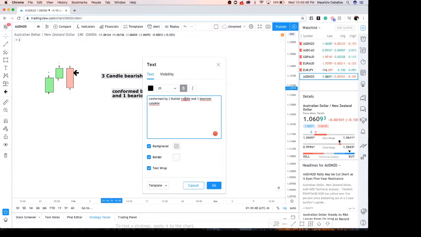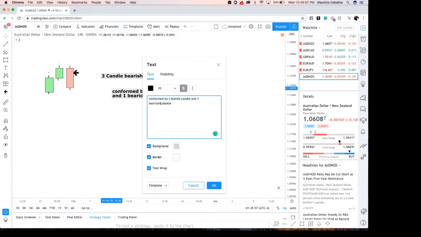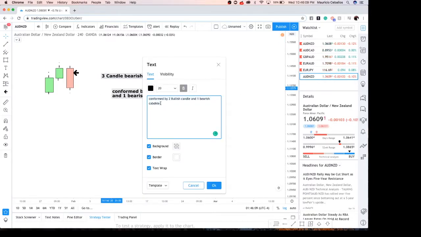Okay, now you got to understand that when you are looking at this and seeing that it is a bullish variation, for some reason this is not fixing. Let's see this real quick. Okay, so conformed by 2 bullish candles and 1 bearish candle.